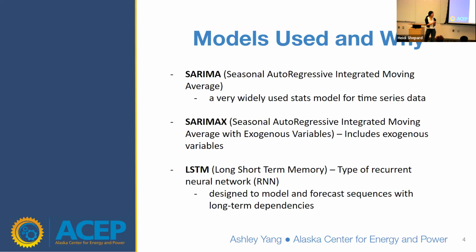So I'm going to go more into the models I used. The first one is SARIMA. It stands for Seasonal Autoregressive Integrated Moving Average. It's a very widely used stats model for time series data. It's used a lot for econ, finance, and yeah. And that's the SARIMAX. It's the same thing, but it just includes exogenous variables. When you think of exogenous variables, they're like other variables that can help predict what you're trying to predict.